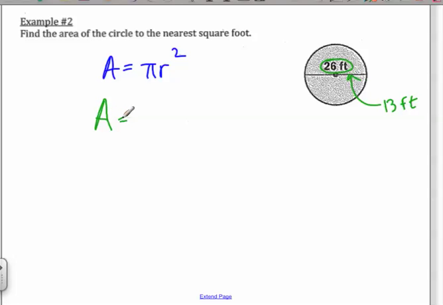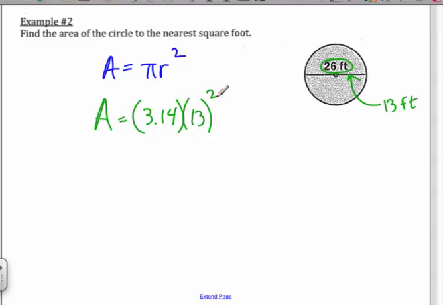We're going to let pi be what? Raise your hand. Tell me what pi is, Alex. 3.14. 3.14 is the approximation that we're using. Okay? We know the radius is 13, and we put the square up there. Now, what do I do first? Raise your hand to tell me what I do first here. Zachary?